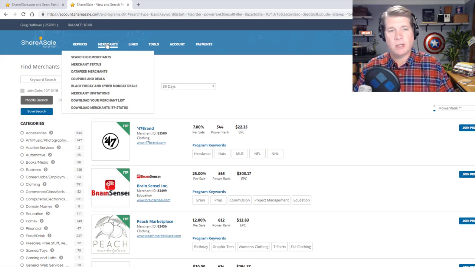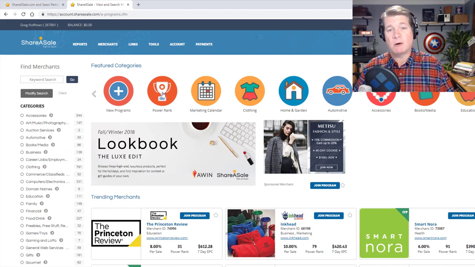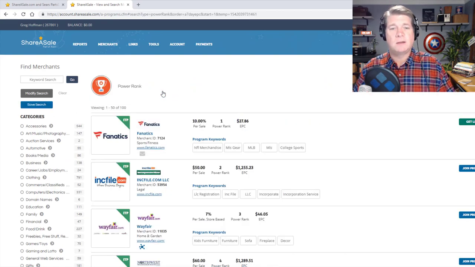So let's go back over here, look at merchants, search for merchants, and then we're going to look at power rank. Now, the power rank is going to, oh, look, Fanatics is #1 right now. Good for them. Good job, Wade and Joe. So they're #1. The power rank is an algorithm that ShareASale has that is based on how much volume is going through the program, how much they're paying affiliates, and how much the network actually earns.